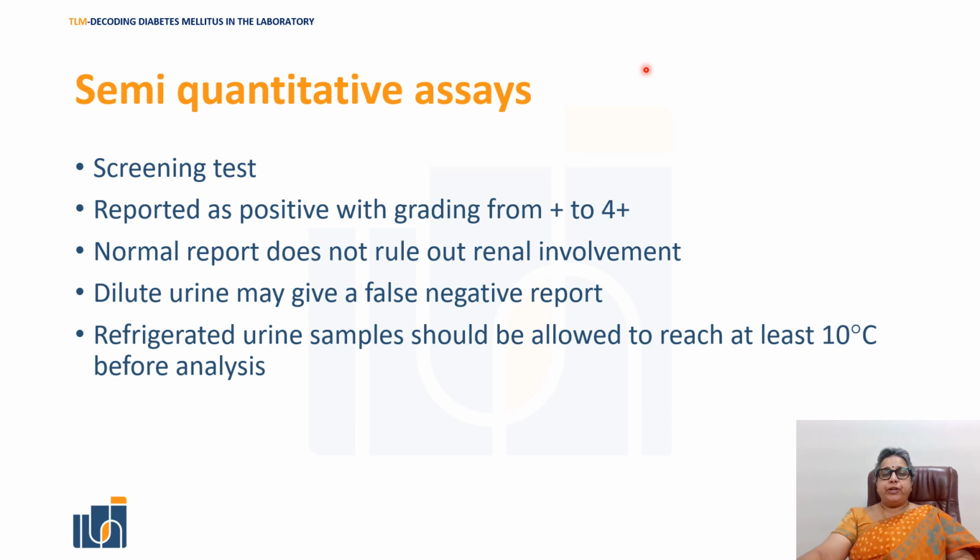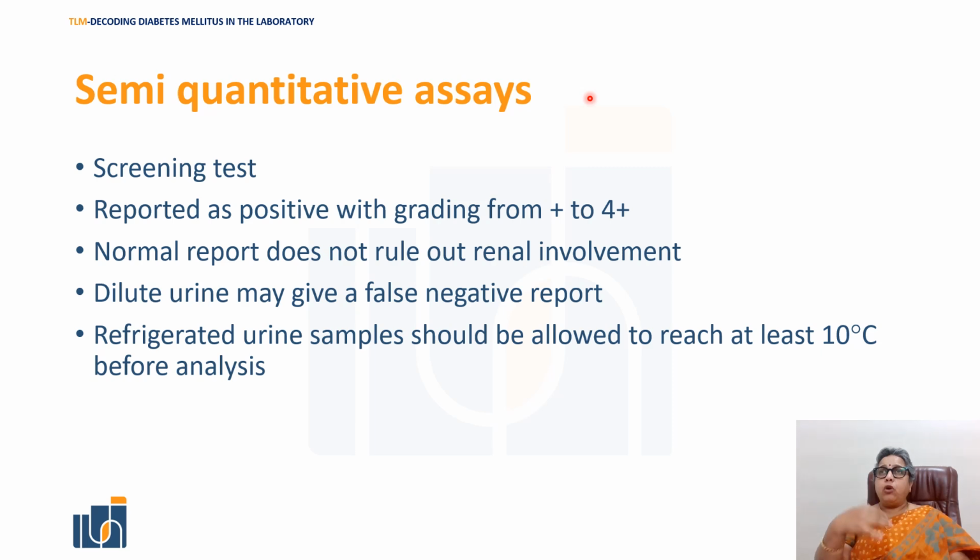What are the semi-quantitative assays? This is again a screening test. So you use your dipstick in which you use it for your normal urine routine examination, where you grade the albumin positive from 1 plus to 4 plus. And if there is no protein in the urine, or if there is no albumin that you can measure in the urine, it does not mean that there is no renal involvement secondary to diabetes.